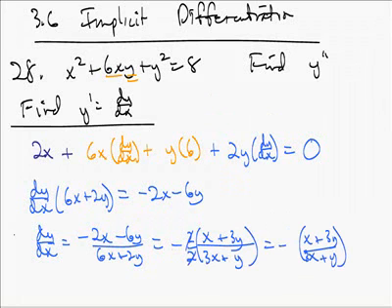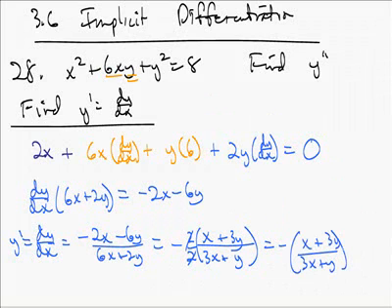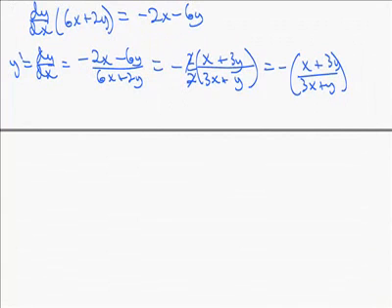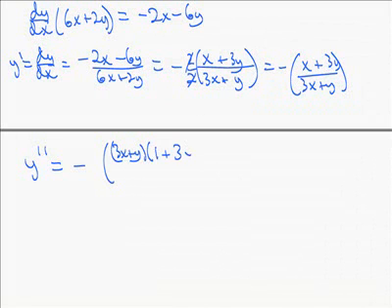Now this is dy dx, which we could also write as y prime if we like. Let me rewrite that. Alright, so now we want to find y double prime. So we're going to take the derivative of y prime. That's going to be the negative of, well, we're going to use the quotient rule, because we have a quotient. So we're going to take the bottom, which is 3x plus y, times the derivative of the top. Derivative of x plus 3y is 1 plus 3 times dy dx. I'm going to write that as y prime instead of dy dx.